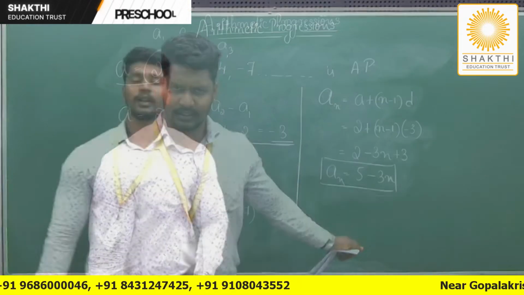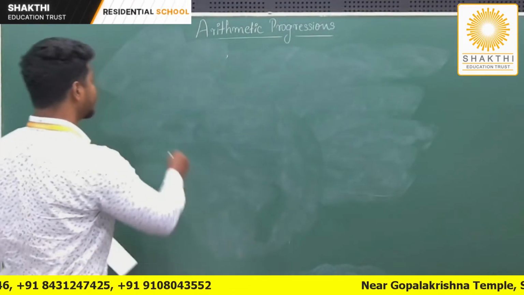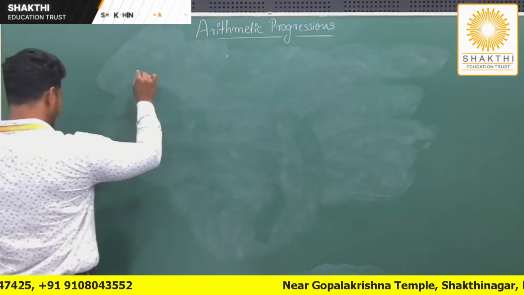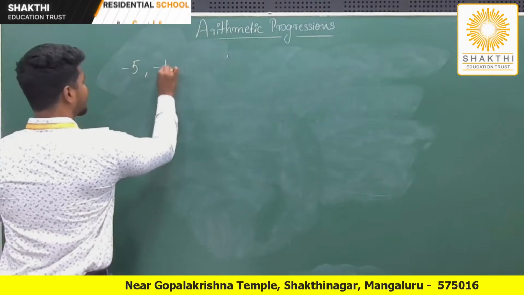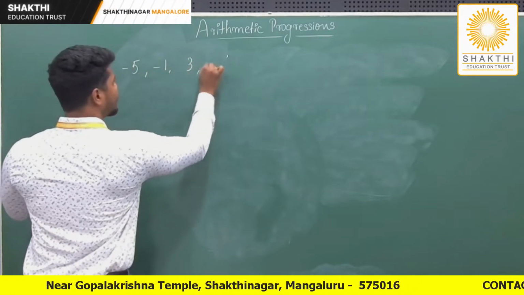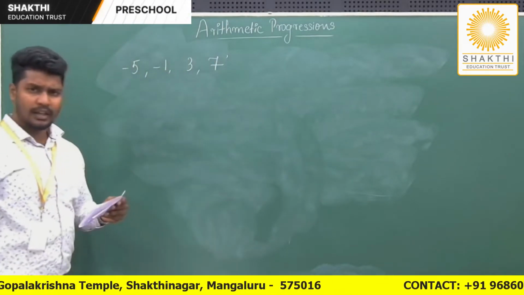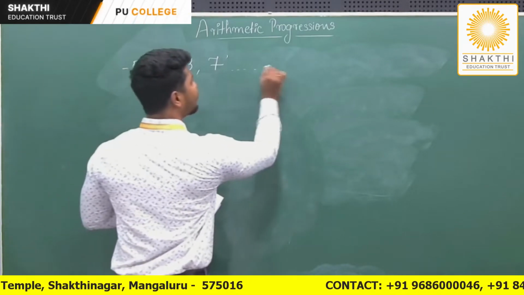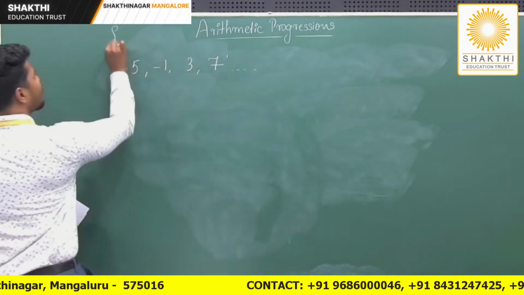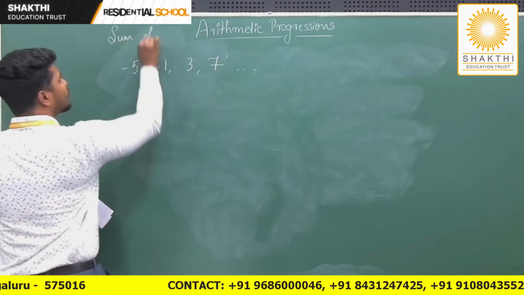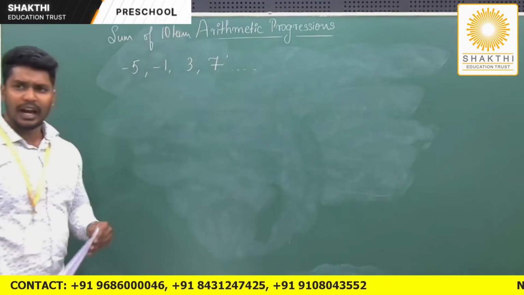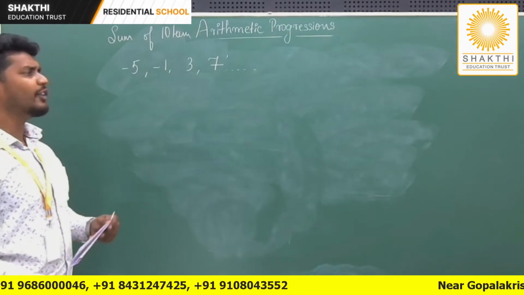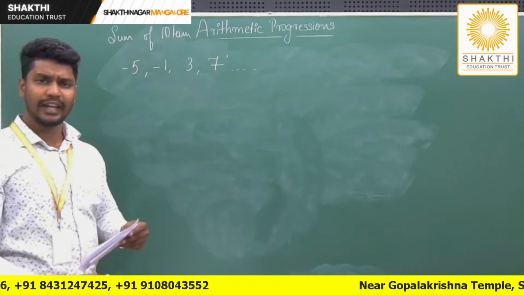Going for the next sum, if I ask, find the sum of 10 terms of the AP minus 5, minus 1, 3, 7. You have to find the sum of 10 terms of an AP. I told you already we have a formula for Sn, the sum of n terms of an AP.